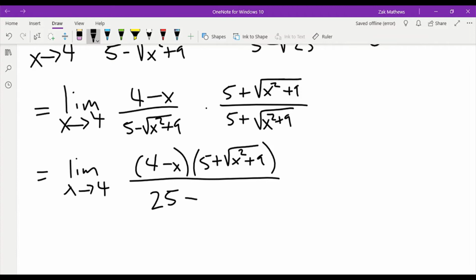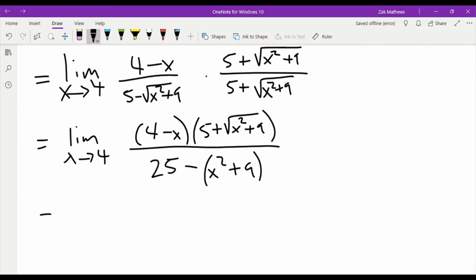Then we know that center terms are going to cancel because they're a conjugate, so we have 5 times the radical, and then we have the negative radical times 5. Those center terms will cancel, and then we have the square root times the square root, which cancels the square root and just leaves us what's on the inside of the square root. So we'll have the x squared plus 9, but there is a negative still in front. In that denominator, I don't have very nice factors yet, so I'm going to continue to simplify.